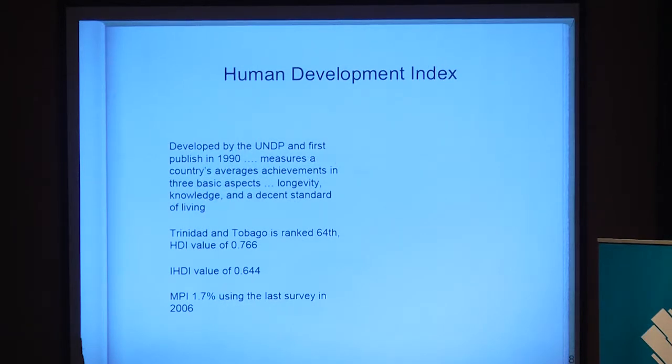And lastly, the HDI doesn't capture environmental effects, which affect everyday life, such as environmental degradation, biodiversity loss, pollution, and energy use, just to name a few.